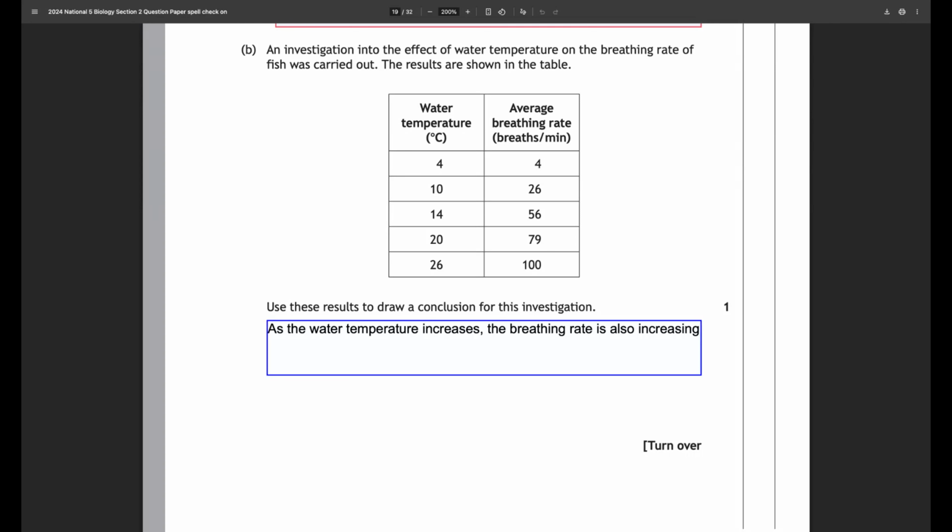So we've got a nice positive relationship there, where as one goes up, the other one goes up. You could do vice versa. As the water temperature decreases, the breathing rate also decreases. That would be acceptable too.